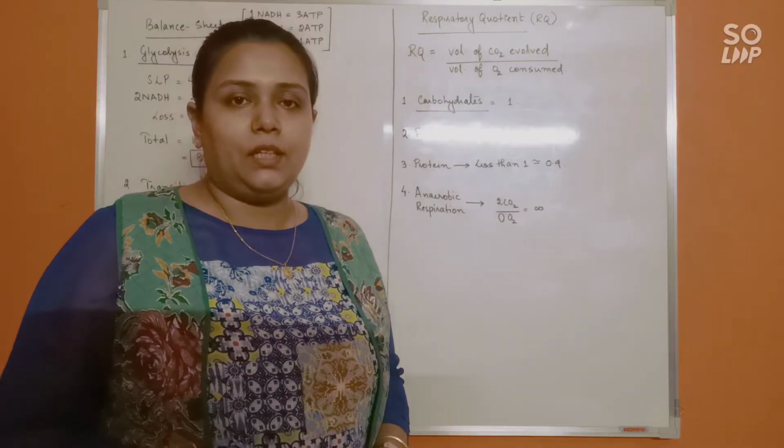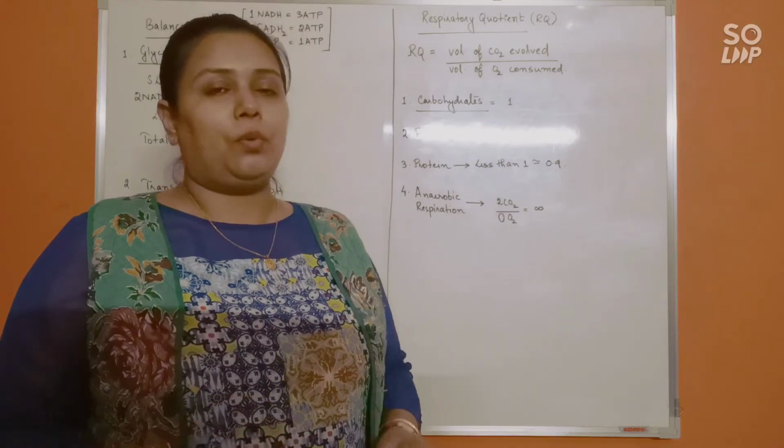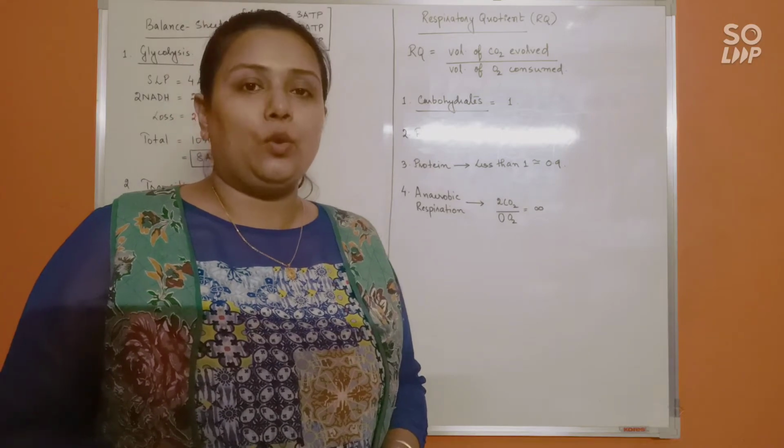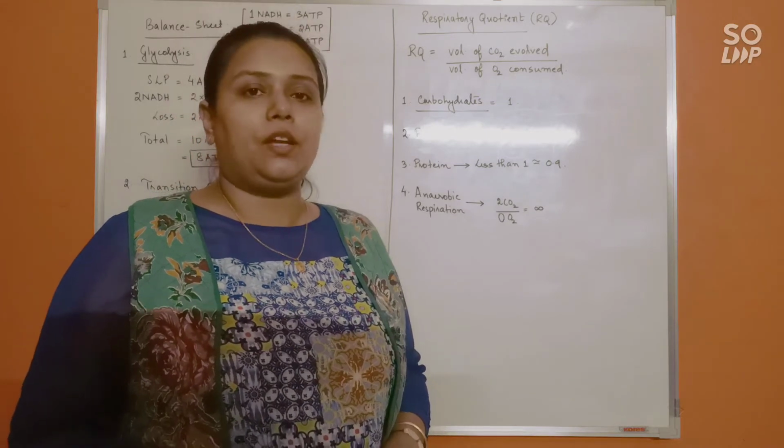The end of this chapter. So let us finally see two important things, that is the balance sheet of aerobic respiration and respiratory quotient.